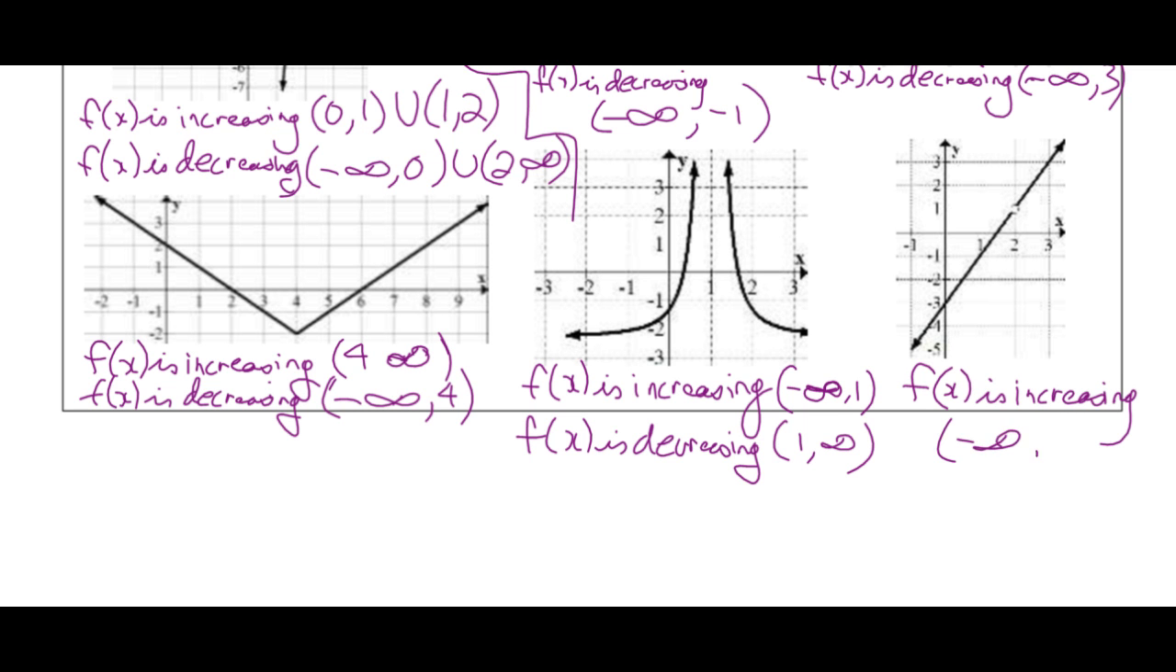from negative infinity to 2, union 2 to infinity, right? But not including the 2 because at that point, the derivative does not exist, right? Okay.